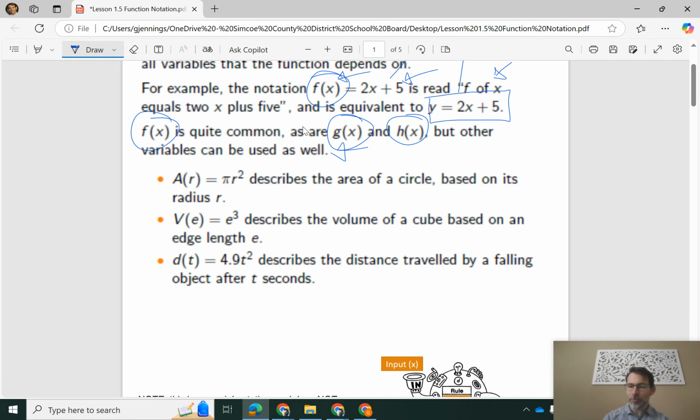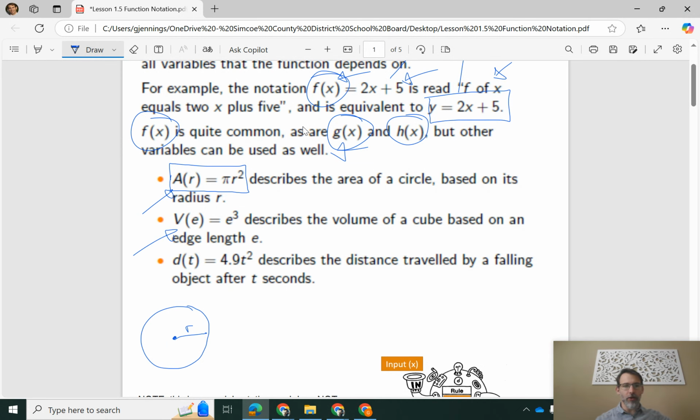So here are some descriptive functions, and I like these examples because they give us a real intuition for how this notation works. Area is a function of radius, or A of r is pi r squared. If I have some circle with some radius r, and then I change the radius, I'm changing the area. And this is a function. It passes the vertical line test and all of those things.